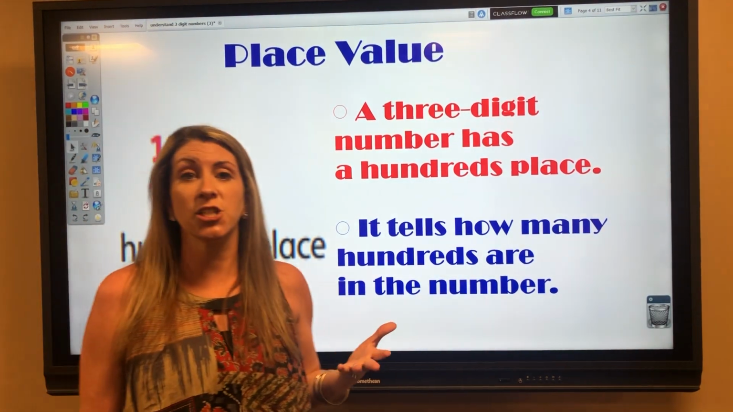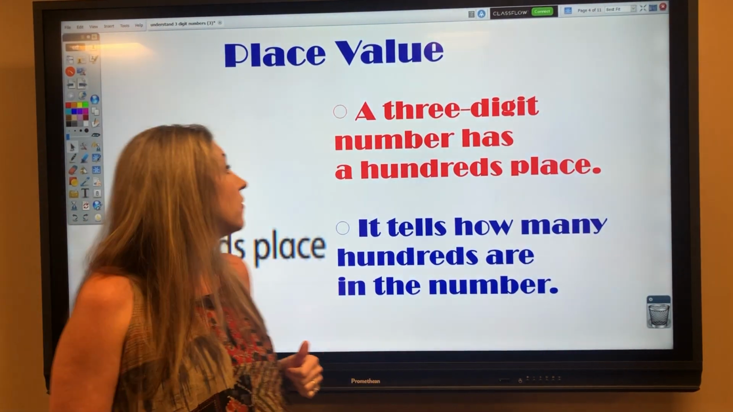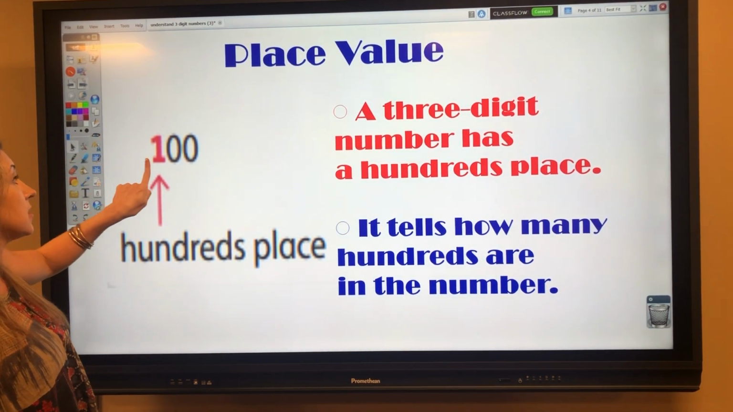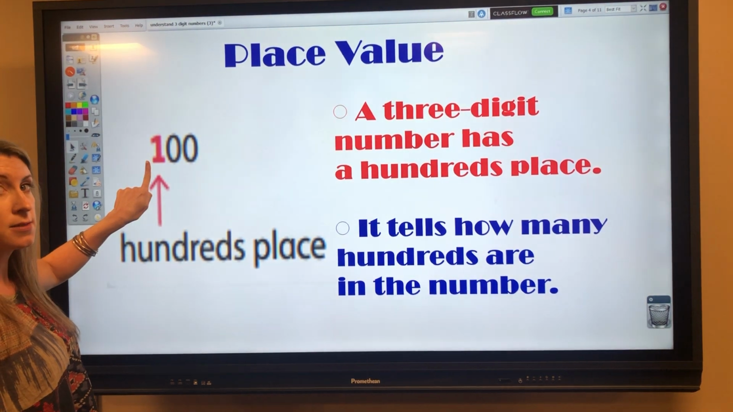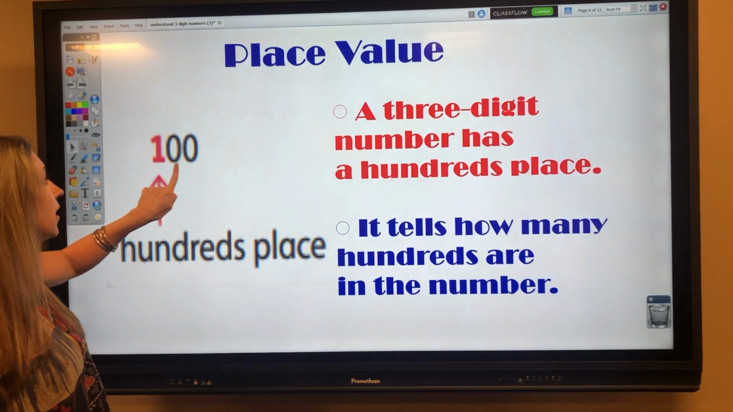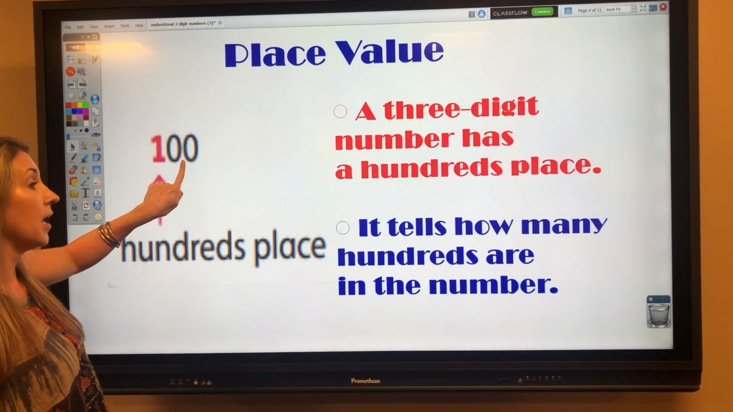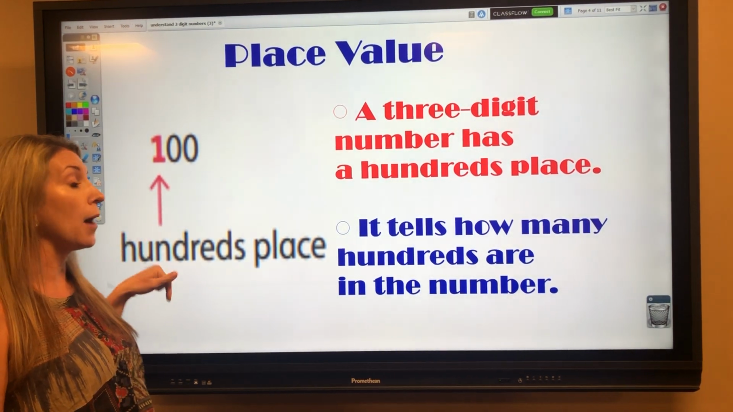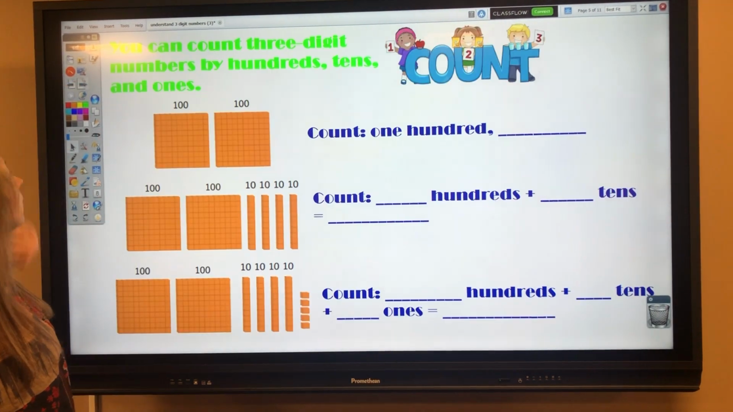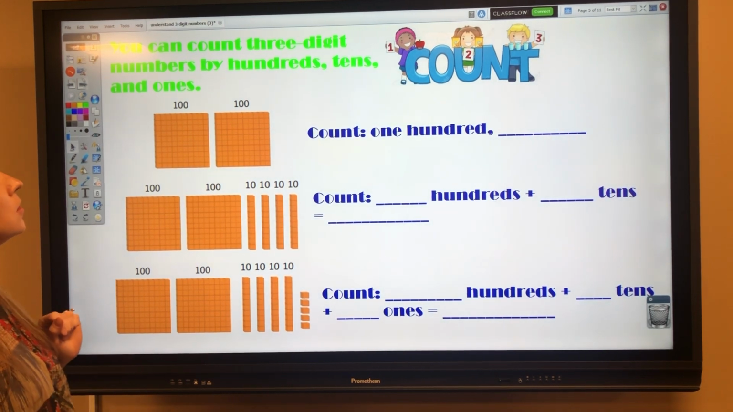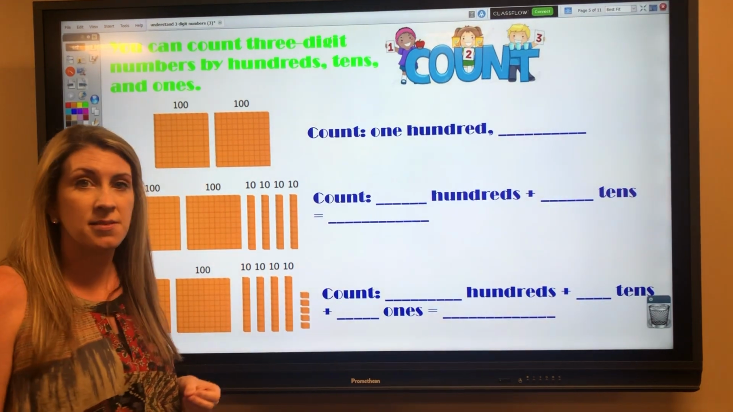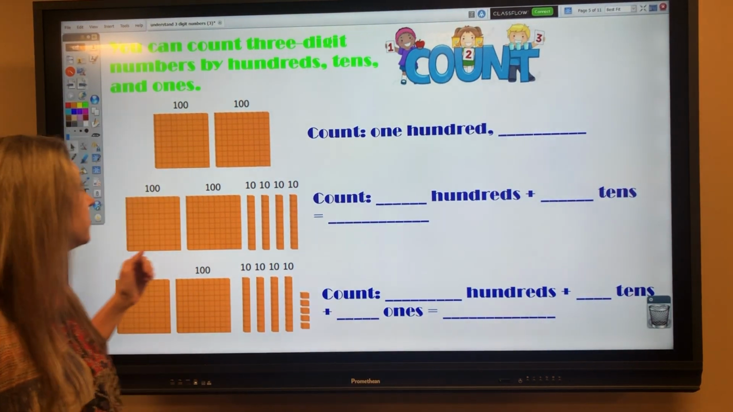To be a three-digit number, you have to have a hundredths place. The hundredths place is the third place from the right, then a tens place, which is in the middle, and a ones place. The hundredths place tells you how many hundreds are in the number. So we can count three-digit numbers by hundreds, tens, and ones. Let's look at these examples together.